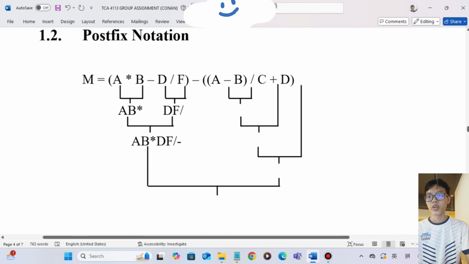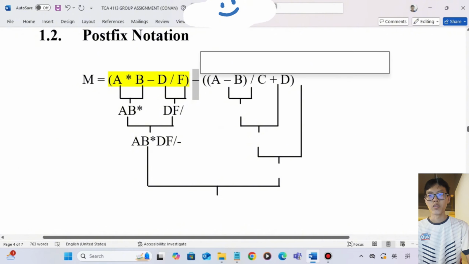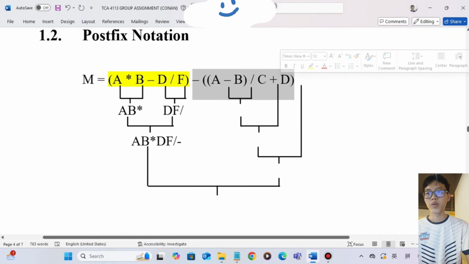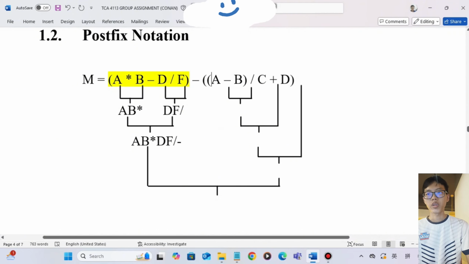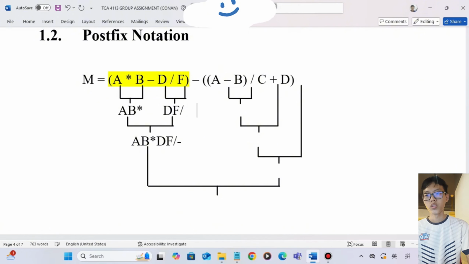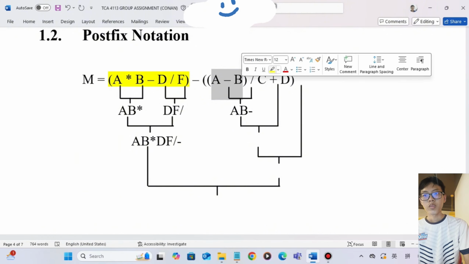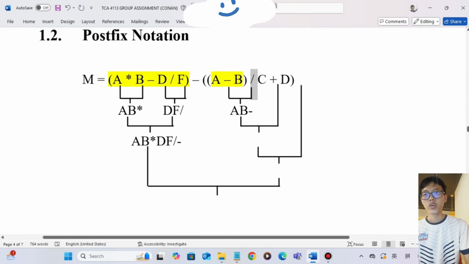After we solve the first bracket, there is subtract and still we got a bracket, so we solve the bracket first. Inside the bracket we got a small bracket, so we solve it first. The small bracket contains a minus b, so a minus b becomes a b minus in postfix expression. So the small bracket we already solved. And then outside the small bracket, we got divided by c plus d. So we solve the divide first.